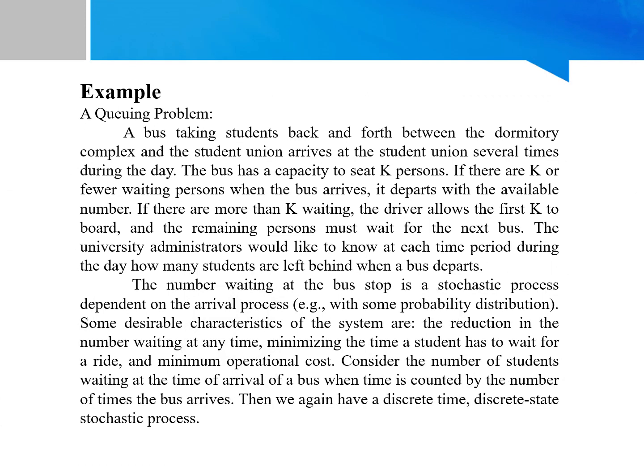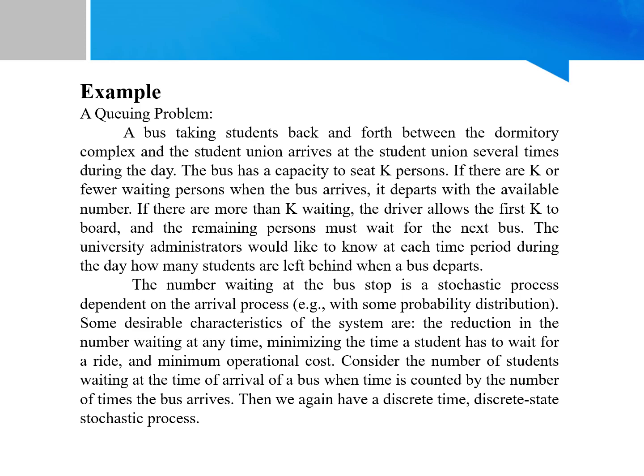For example, an example of a discrete time continuous state space stochastic process. So, a queuing problem. This one is an example for a discrete time, discrete state space stochastic process. Here, a bus taking students back and forth between the dormitory complex and the student union office arrives at the student union several times during the day.